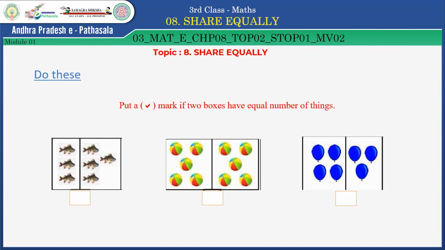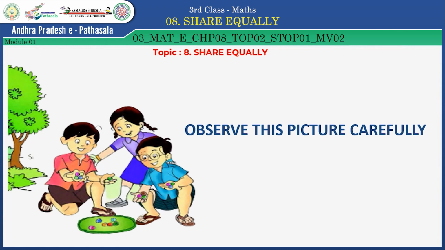Do both the boxes have an equal number of balls? Yes, it's correct. In the third set of boxes, there are 4 balloons on the left side and 3 balloons on the right side. Do both the boxes have an equal number of balloons? No, that's correct. Hi children, look at the picture. Observe this picture carefully.